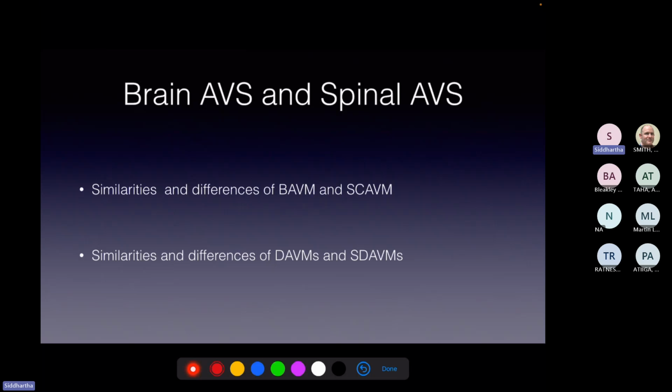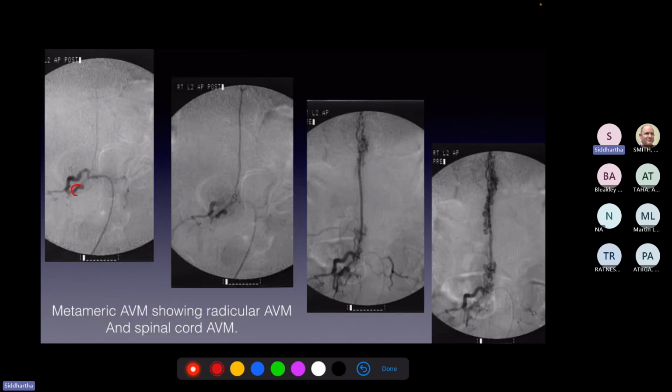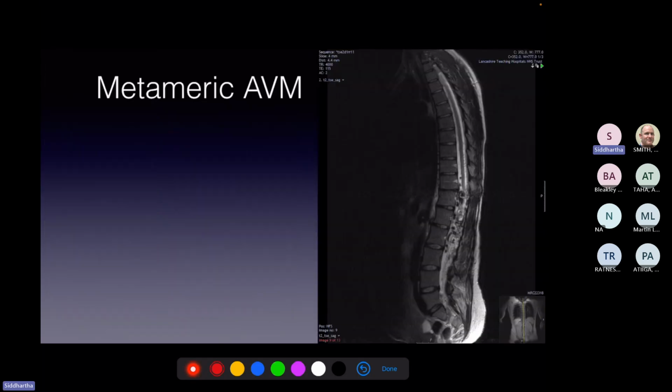So here we have got the metameric AVM, where the shunt is on the radicular part of the nerve root. And then also you have a second shunt, which is here inside. That's a cord AVM. So that's what happens here. So that's how the metameric AVM looks.